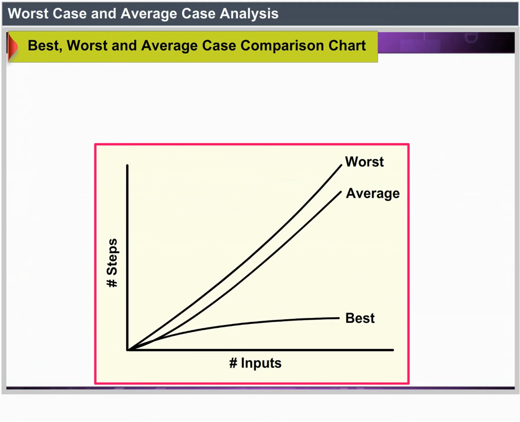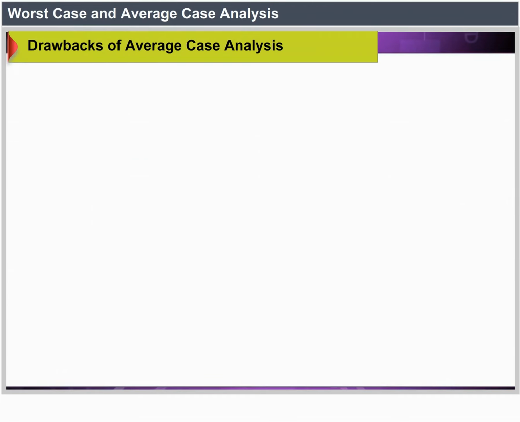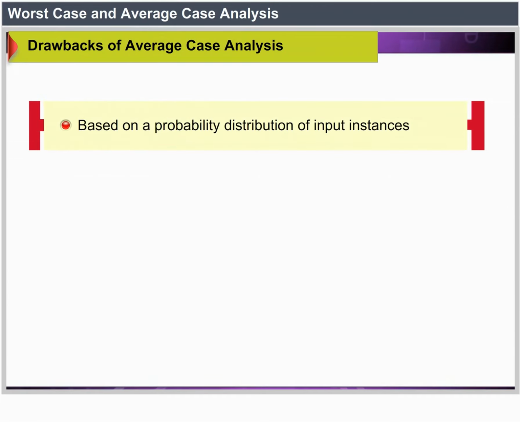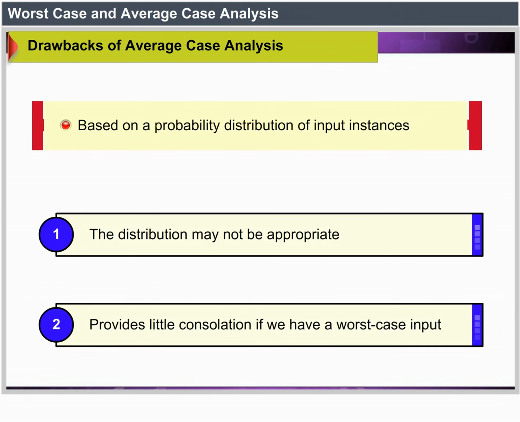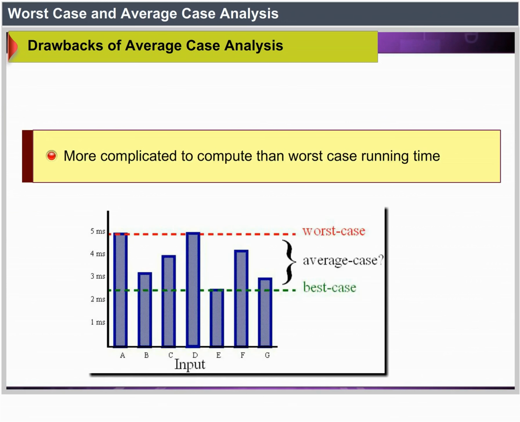Drawbacks of average case analysis. It is based on a probability distribution of input instances, and the distribution may not be appropriate. It provides little consolation if we have a worst case input. It is more complicated to compute than worst case running time. Worst case running time is often comparable to average case running time.